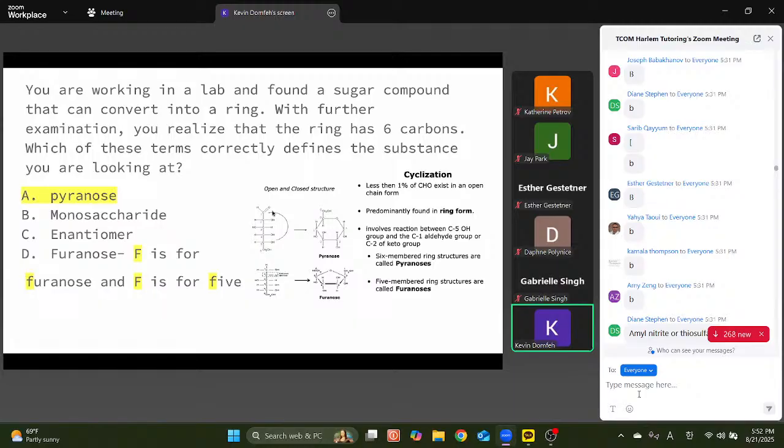The way that I personally think about this is that a furanose starts with the letter F, just like how 5 starts with the letter F. And there's 5 carbons in a furanose ring.